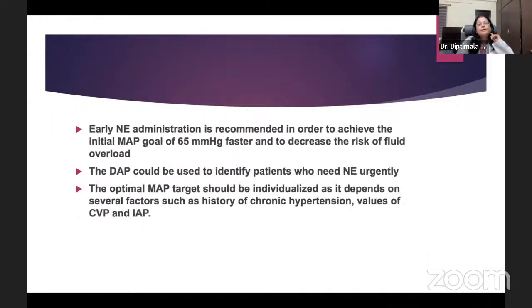Early noradrenaline administration is recommended in order to achieve the initial mean arterial pressure goal of 65 millimeters of mercury faster and decrease the risk of fluid overload. So the optimal MAP target should be individualized, as it depends on several factors such as history of chronic hypertension and the values of CVP, central venous pressure, and IAP.